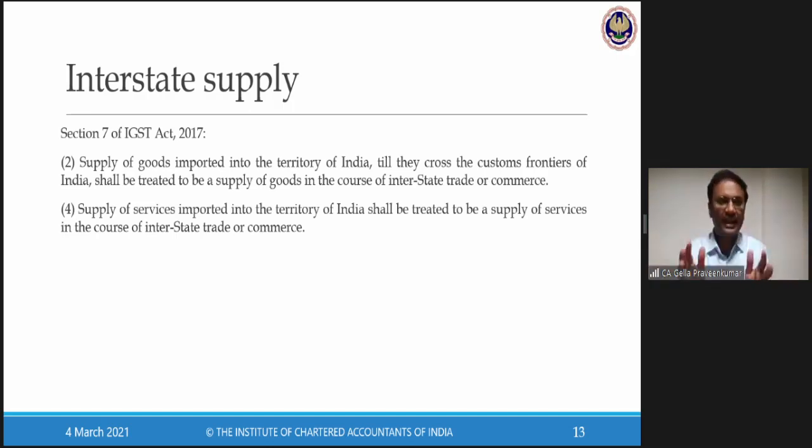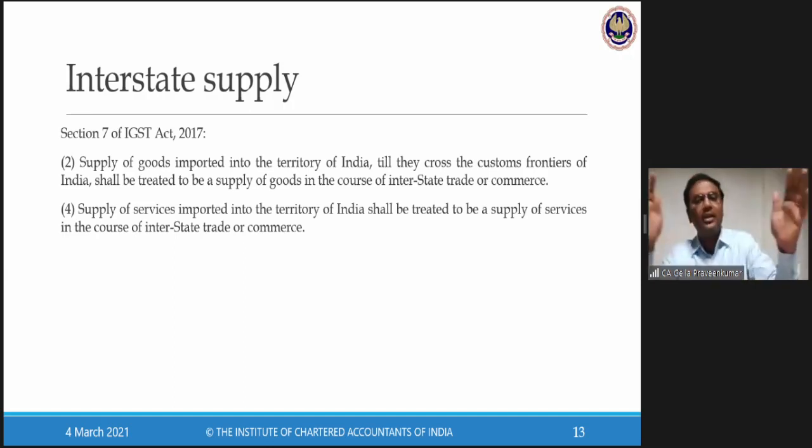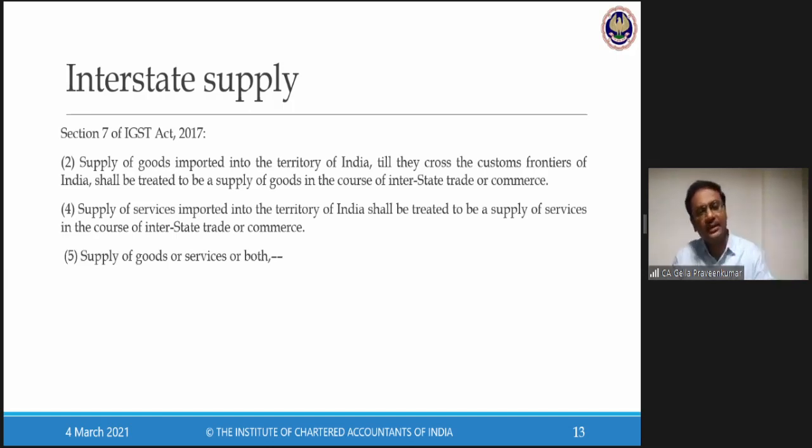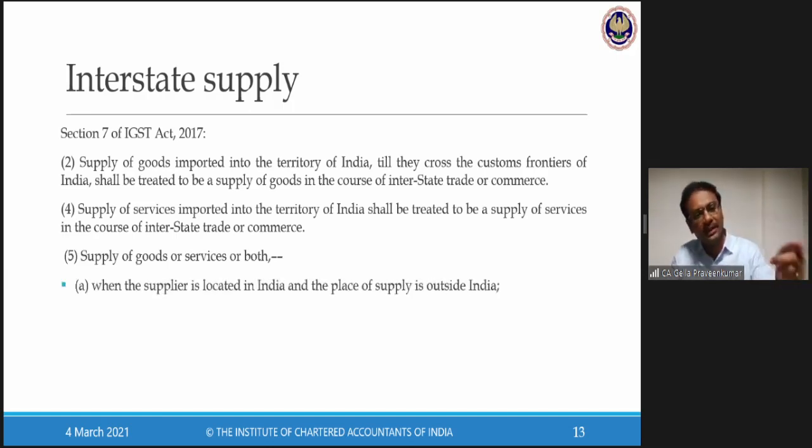For that reason, we need to understand how we apply this section 7. How do we interpret whether it's an intrastate supply or an interstate supply? Now, this section gives clarity that any services or goods, till they cross my customs frontier, or if the services are imported, it shall be deemed to be a supply in the course of interstate trade or commerce. Supply of goods and services, both, when the supplier is located in India and the place of supply is outside India, is now an interstate supply.